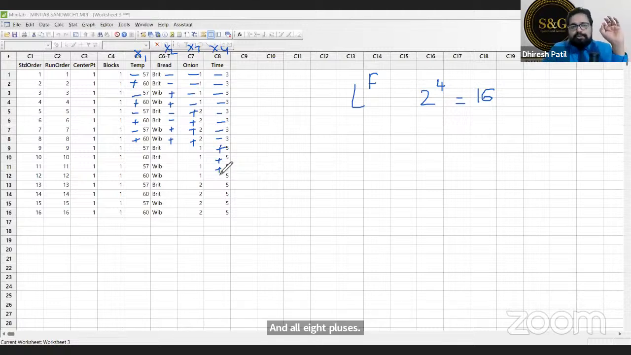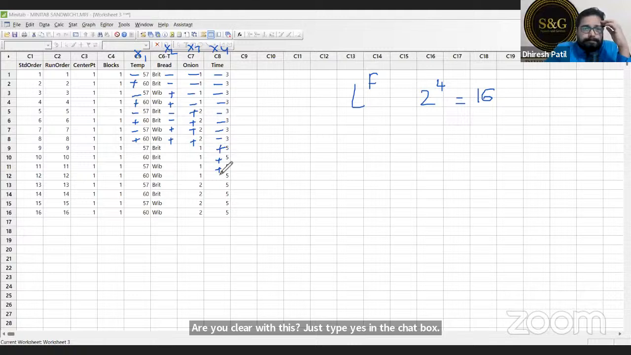Just type yes in the chat box. Everybody got this design? This is called a basic design.